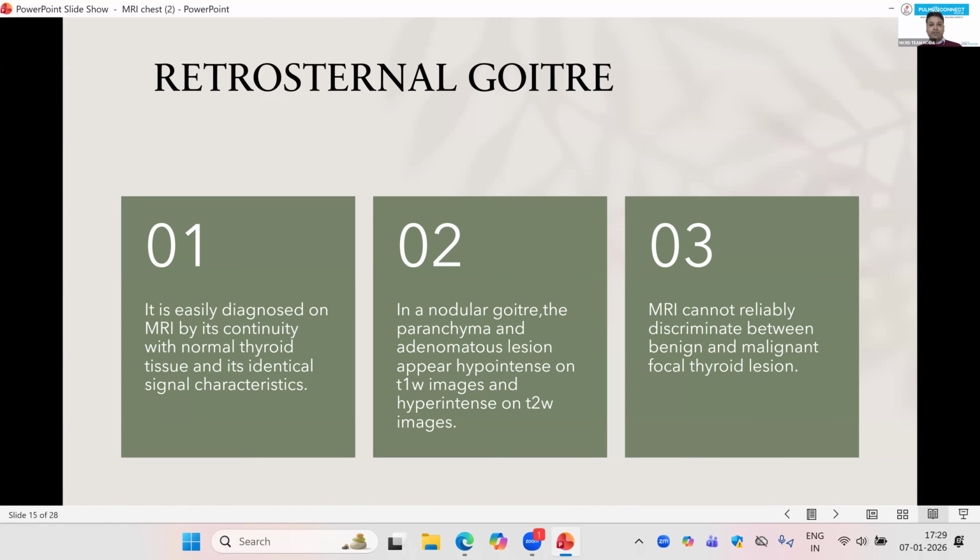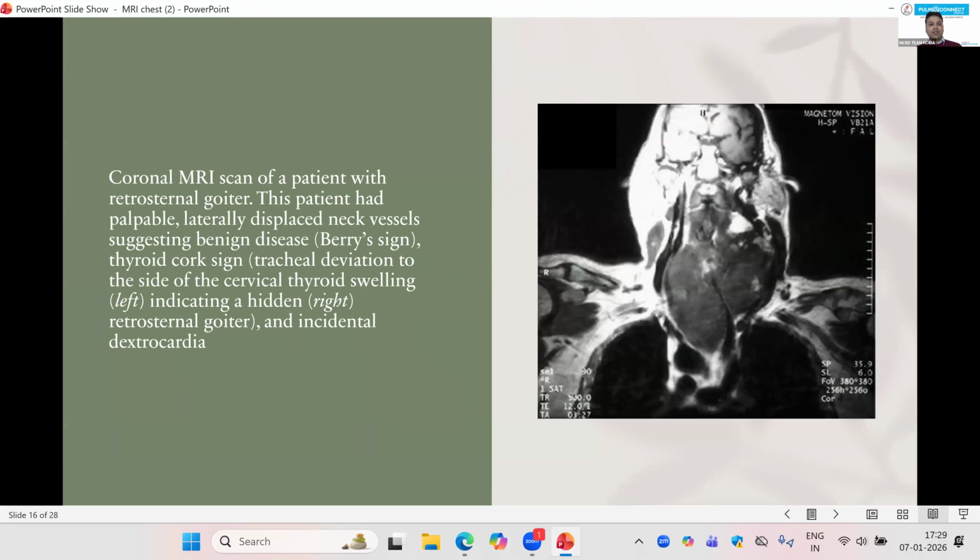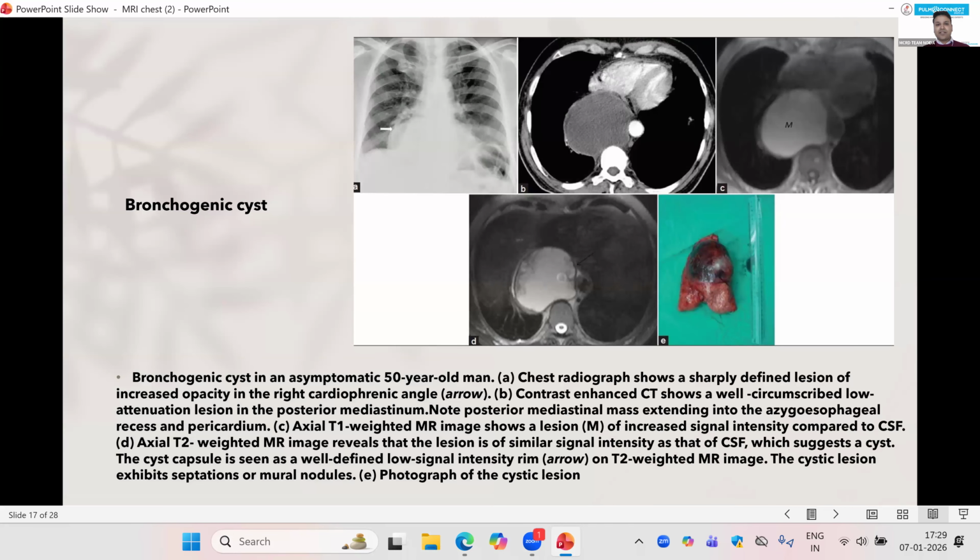And here I have a very beautiful image of that, in which there's a coronal MRI scan of this patient with retrosternal goiter. This patient had palpable laterally placed neck vessels, suggesting benign disease, which is the very sign. So you can typically see the thyroid lesion there, on the right hand side of this lesion in the coronal MRI. In the middle mediastinal tumor, I have put a beautiful slide for you explaining the X-ray showing the lesion.